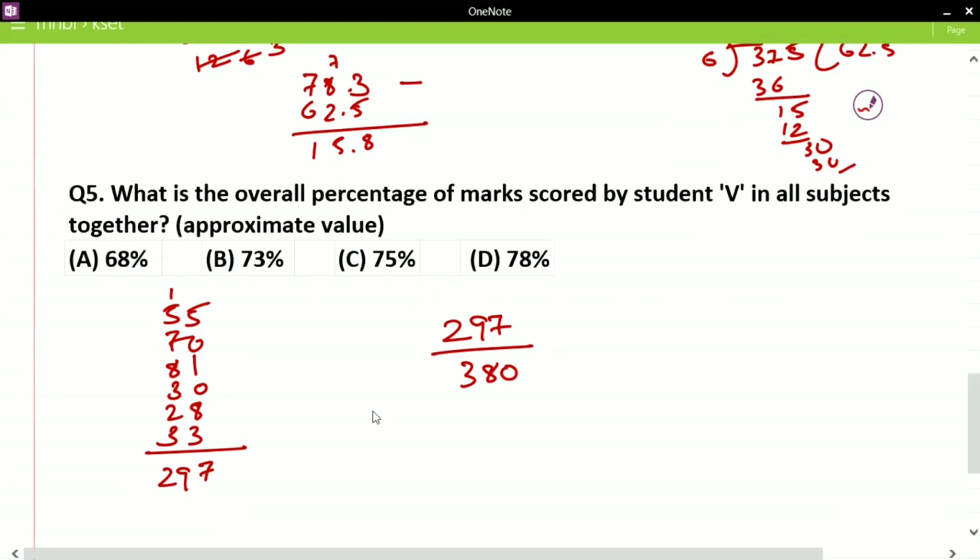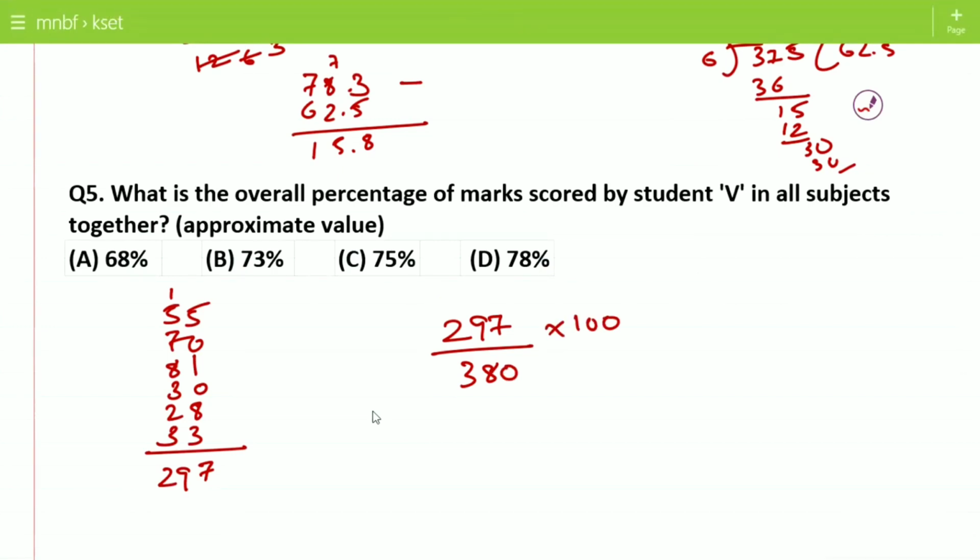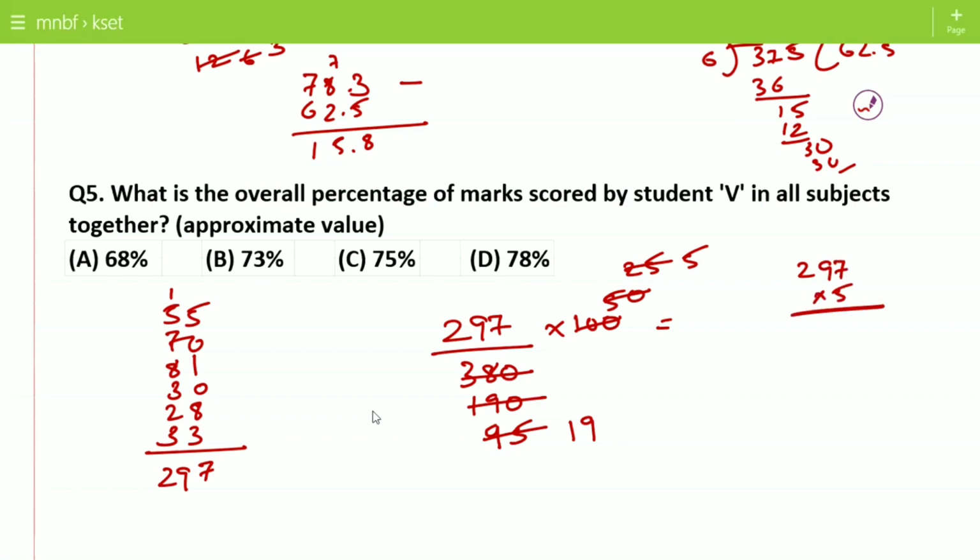So 297 divided by 380 into 100. So we get 2 into 19 and 2 into 50. Then again if we go 2 9s are 18, 1 0, so 5 and 2 25. Then 5 5s are 25. Then we get 5 1s are 5 and 4 5. So 5 9s are 45. So 297 into 5. 7 5s are 35. 9 5s are 45 plus 3 48. And 5 2s are 10 14. So 1485 divided by 19.